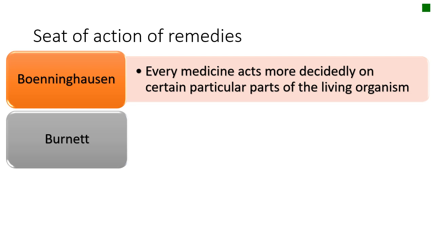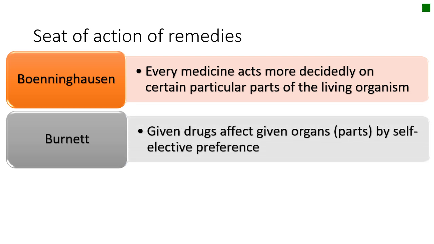Burnett, who was a very successful homeopath and did many deep pathological cases, and who was a doctor in England, has this to say. Given drugs affect given organs or parts by self-elective preference. In other words, every drug has got a certain affinity for a certain organ or tissue, and why it is so, we don't know. It is just a self-elective preference. That's the way it is.